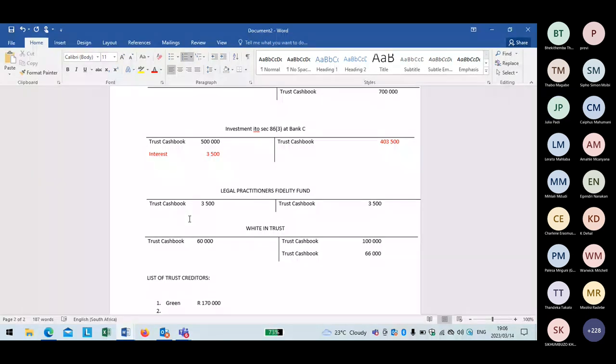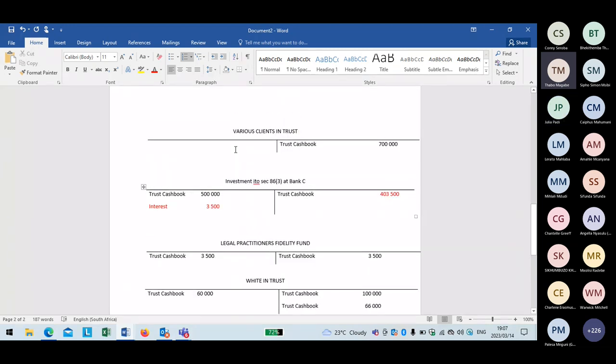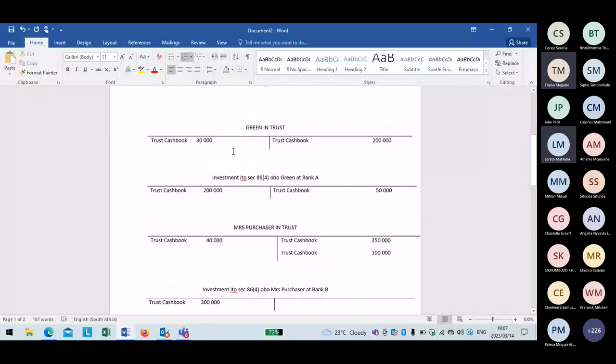Before we go, Prof, from the investment, which money do we now have to look at when we are checking the balance? Is it the debit side or the credit side from the investment? It will be the debit side minus the credit side. Take an example of investment in bank A. Debit side is 200,000, minus the credit side being 50,000. So how much do you have in this investment account? 150,000. Not so? All right.